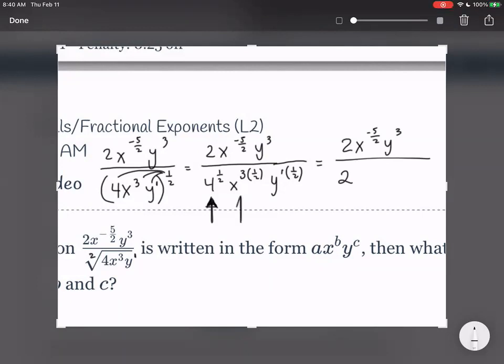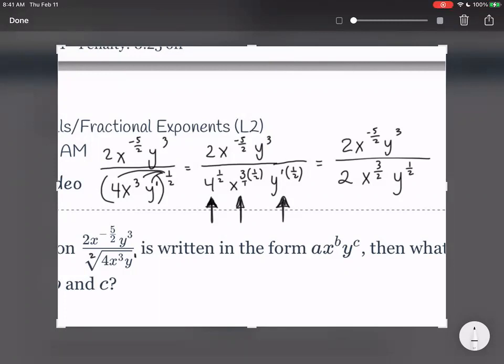Now we can look at the x to the power of 3 times 1/2. 3 is the same thing as 3 over 1. So when you multiply it straight across, it's 3 times 1 on the top, and then 1 times 2 on the bottom. So it's x to the power of 3/2. And then for the y, we have 1 times 1/2, which is just 1/2. 1 times anything is just the anything.